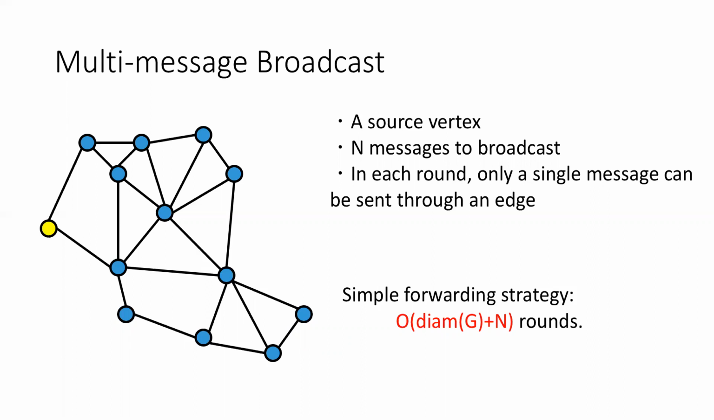So how should we organize the message transmission in each round so that the broadcast can be done in a small number of rounds? It was shown in previous work that there exists a simple forwarding strategy where in each round, each node forwards a new message to its neighbors through its incident edges. And it was proved that by properly arranging the order of forwarding, it takes about the diameter of the network plus n rounds to broadcast n messages. And this bound is optimal in general, for example, when the network is a path.